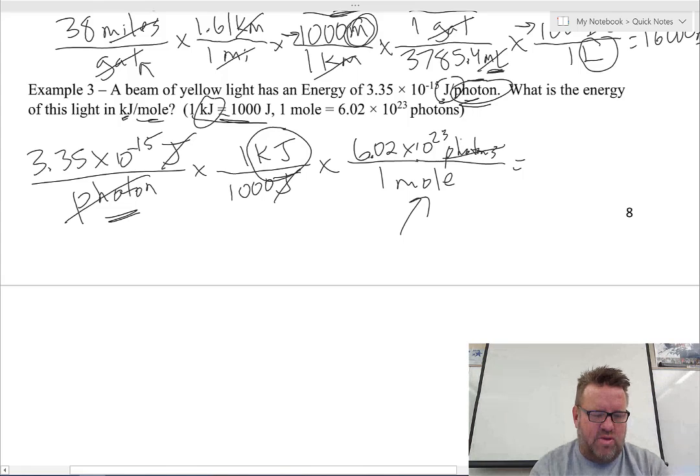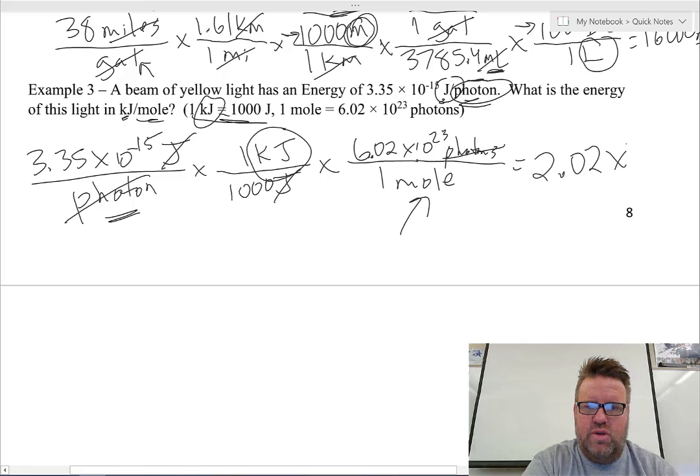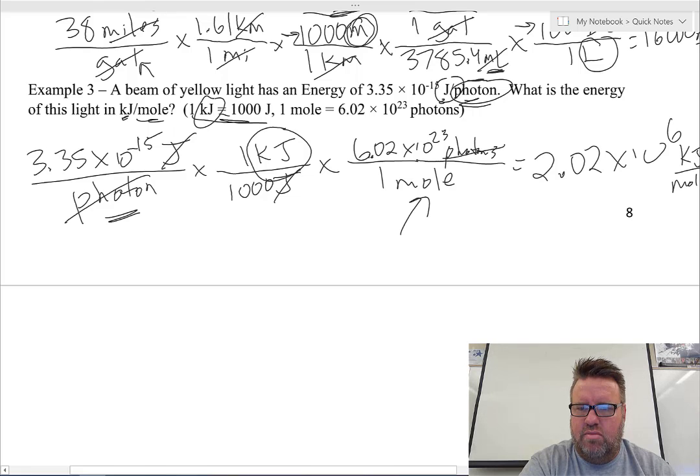Okay, and so I'm going to take 3.35 times 10 to the minus 15th. I'm going to divide by 1,000. And then I'm going to multiply by 6.02 times 10 to the 23rd. And again, that gives me a pretty darn big number. I'm going to put it into scientific notation: 2.02 times 10 to the 6th power, and that is kilojoules over moles.